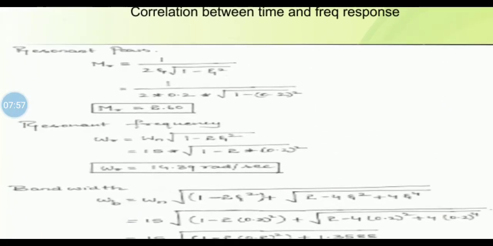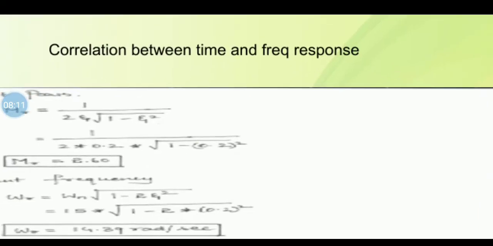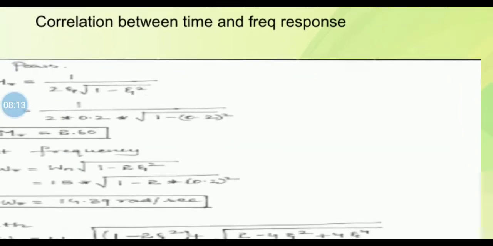Then we'll find resonant peak. So we have Mr is equal to 1 by 2 damping ratio into root of 1 minus damping ratio square, which is equal to 1 divided by 2 into 0.2 into root of 1 minus 0.2 square. So Mr is 2.6. Resonant frequency omega r is equal to omega n root of 1 minus 2 damping ratio square, which is equal to 15 into root of 1 minus 2 into 0.2 square. Omega r is equal to 14.39 radians per second.